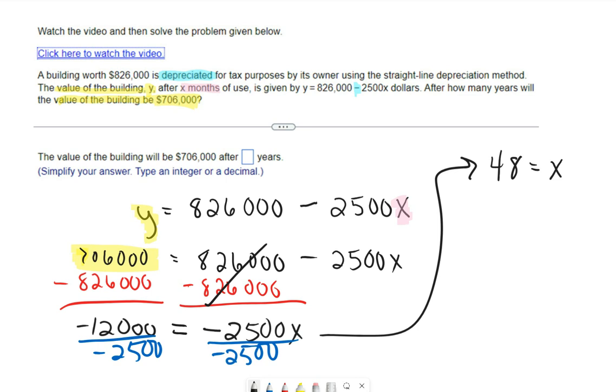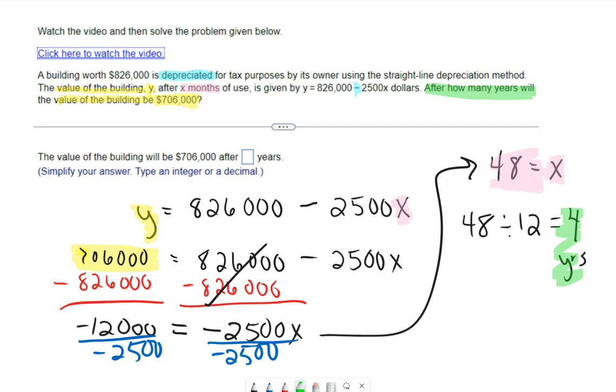Now, if you go into my math lab and you type that in, it's going to tell you the answer is wrong, because they asked, after how many years? X is how many months. So I have to take that 48, and there's 12 months in a year. So 48 divided by 12 gives me an answer of 4 years. And that 4 years is my answer.